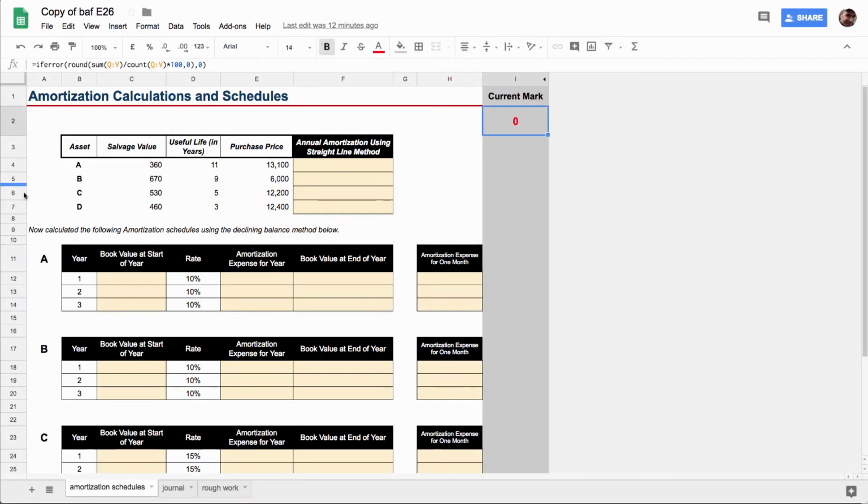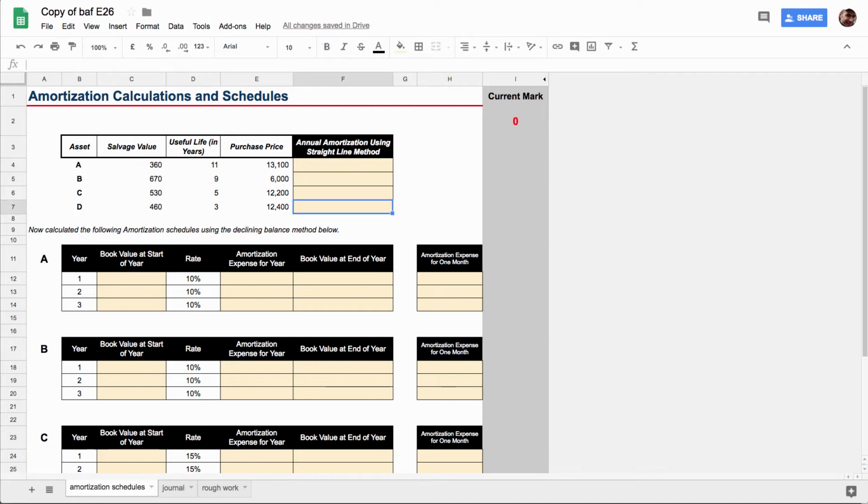So up here you have all the assets, and here it wants you to come up with the yearly amortization rate as though you were doing straight line for all of them. And then down below, notice the letters. We have A, B, C here and A, B, C, D. You're going to do the assets again using declining balance. So straight line method. So I'm going to do D.